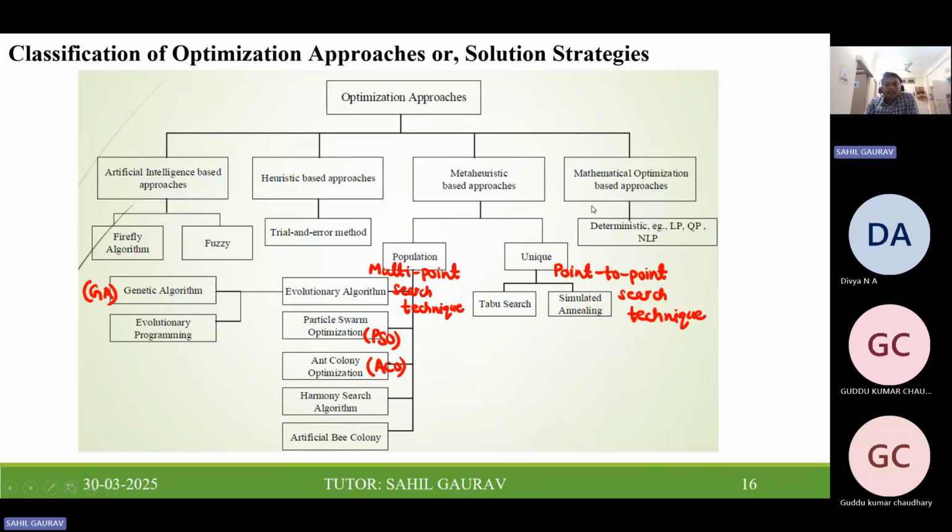Now the last one is the mathematical optimization based approaches, also called deterministic optimization based approaches, and examples are LP, QP, and NLP.